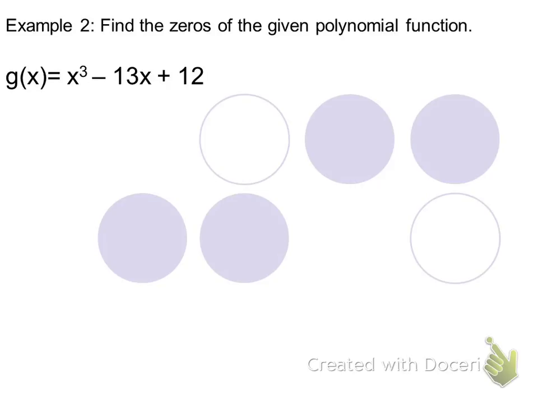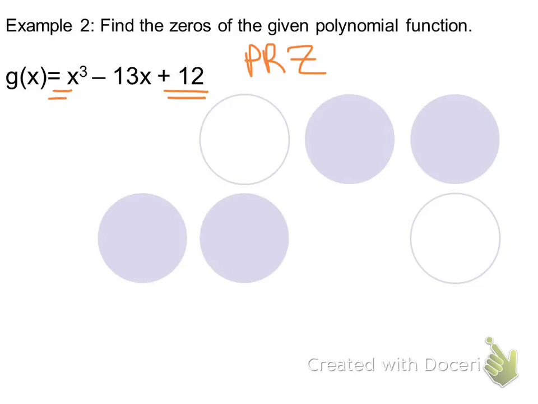x cubed minus 13x plus 12. Always when we're using this, we're trying to find rational zeros so we can reduce the polynomial. The possible rational zeros are going to be what here? The factors of this divided by the factors of this.